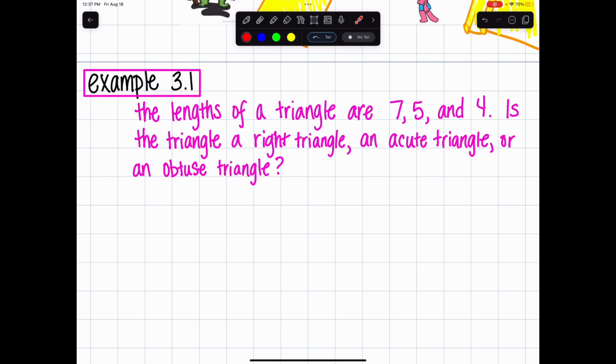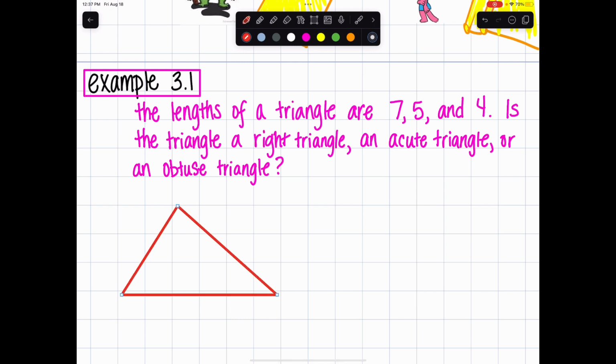Okay, so that's interesting. Let's just draw a triangle. Any triangle. Whatever, we'll just draw a triangle. Okay, I like how it fixes it for me. The lengths of the sides are 7, 5, and 4. I'm going to put 7 right here because that's the largest side it looks like. I'm going to put the 5 here and the 4 here, but it doesn't matter. I'm just using this to help me sort of visualize it. Is the triangle a right triangle, an acute triangle, or an obtuse triangle?